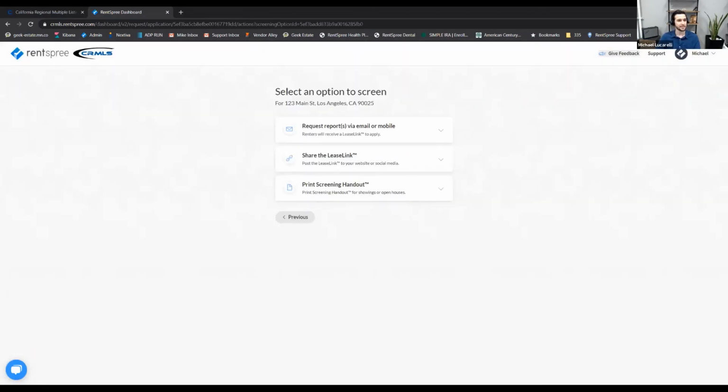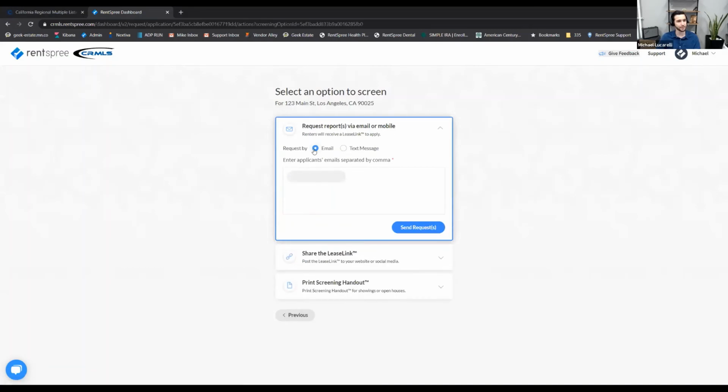So next is where you can actually get the applicant to apply. So how do you go from point A to point B, getting the applicant to apply? So it's really simple and straightforward. However, also gives you some great flexibility in how you'd like to run your screening process. So first is request reports via email or mobile. So if you click that, you'll see email and text message. And so here, all you need to do is just get the email address of the applicant. And you can enter more than one if you have more than one applicant.